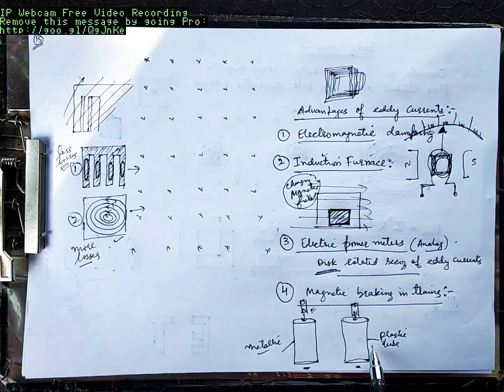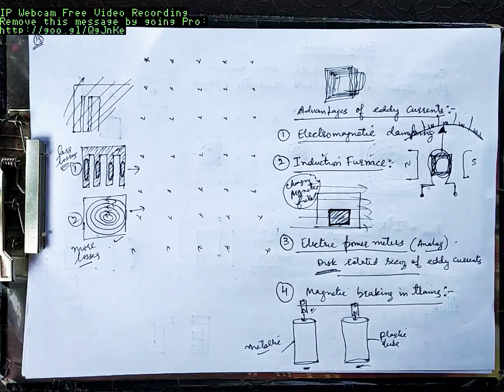But in this case, when you drop this, though there is change in flux, this is a plastic material. Can current flow through the plastic material? No, current cannot flow through the plastic material. When current cannot flow through this, can that produce a magnetic field which will oppose this magnet? No, it cannot produce. So this reaches here faster.